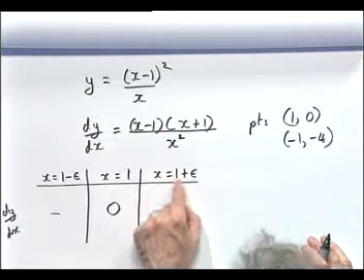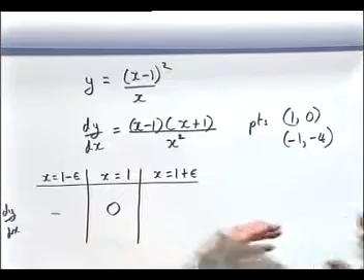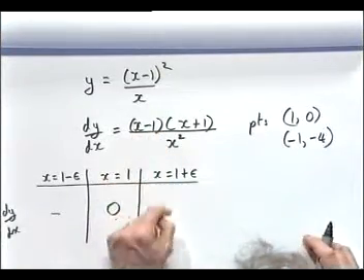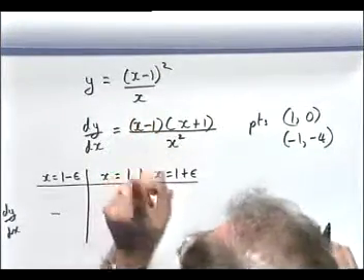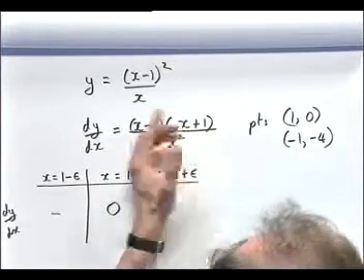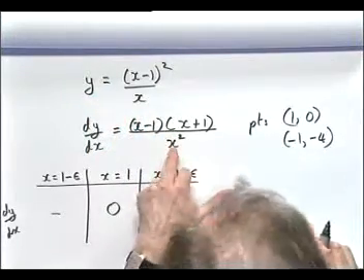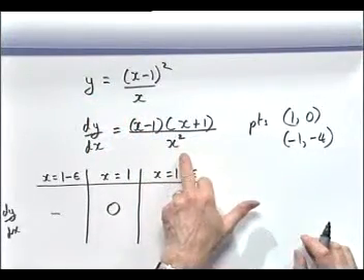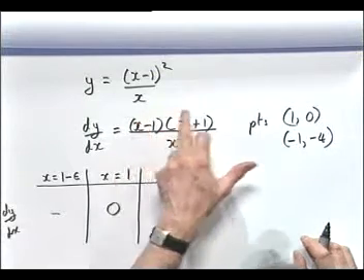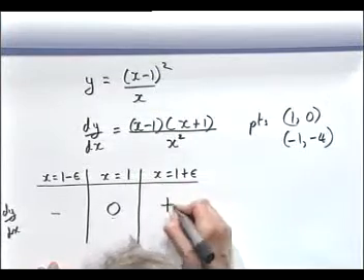Let's have a look when x is a little bit more than 1, a little bit bigger than 1, 1.01. Well, 1 take away 1, well, a little bit more than 1 take away 1, that's positive. 1 plus a little bit more than 1, that's positive again. And this is definitely positive in the denominator. So with a positive times a positive divided by a positive gives us a positive.